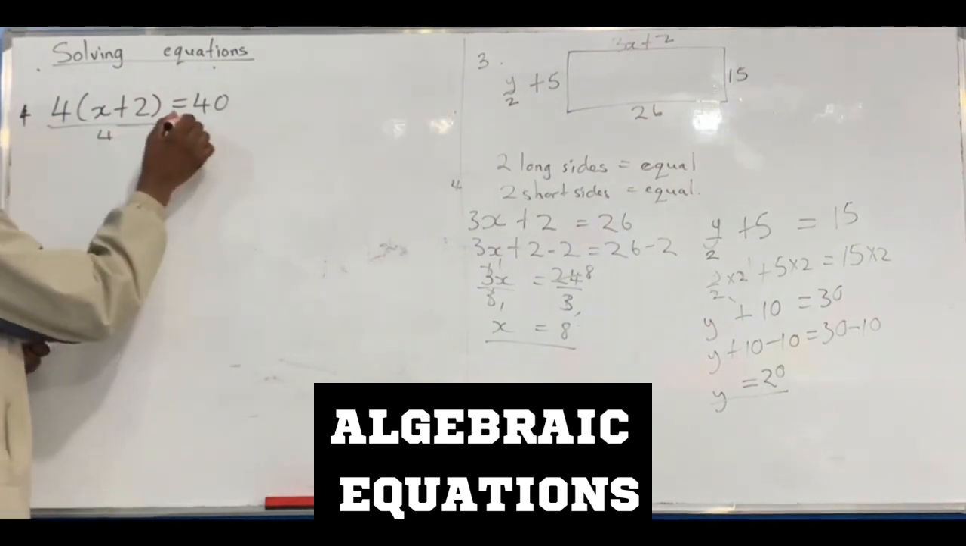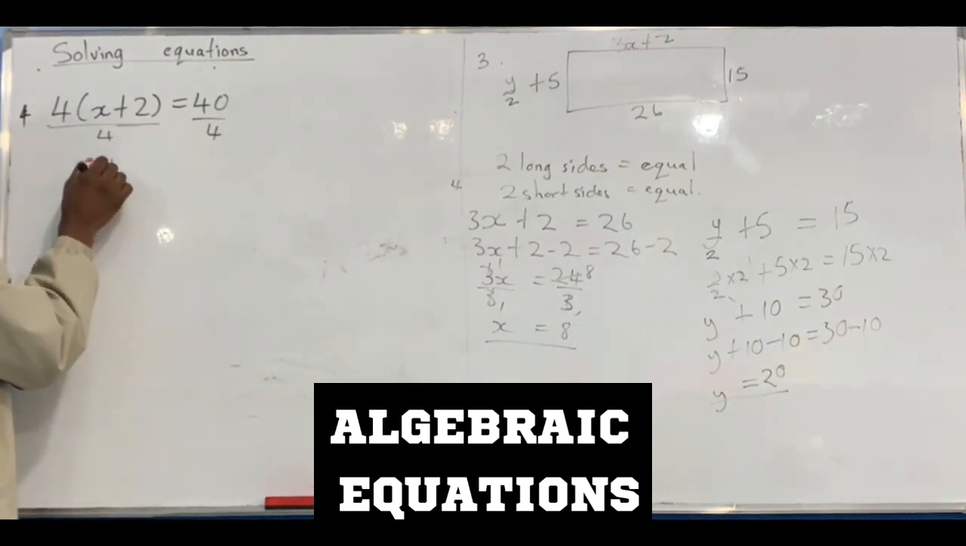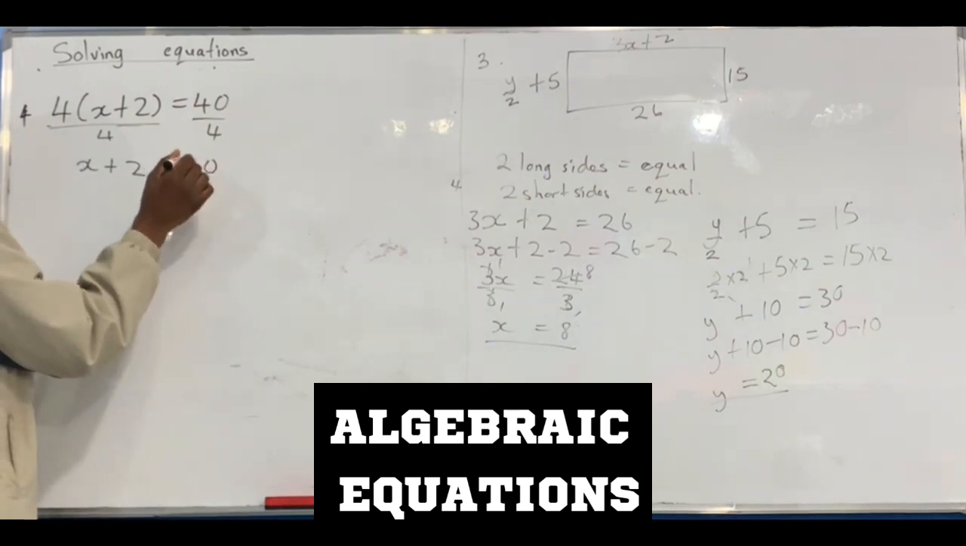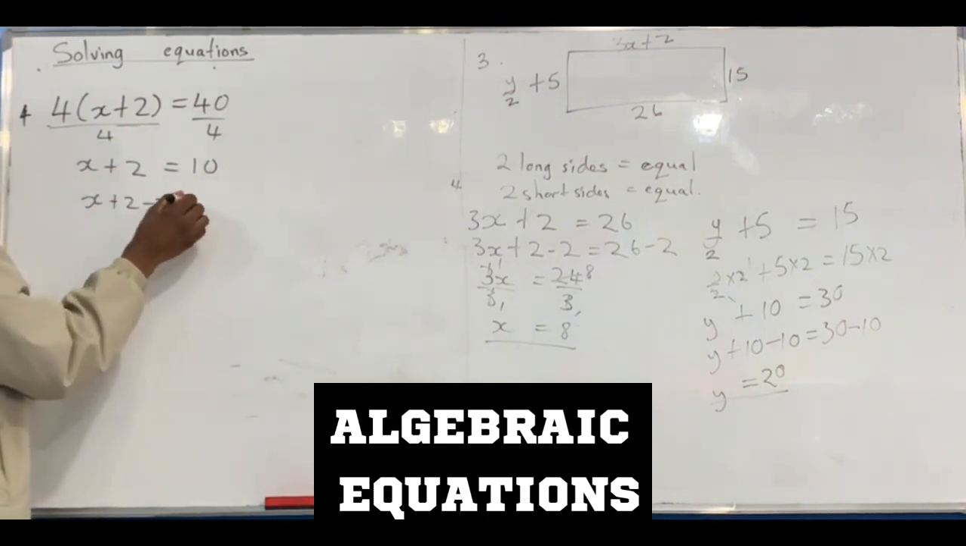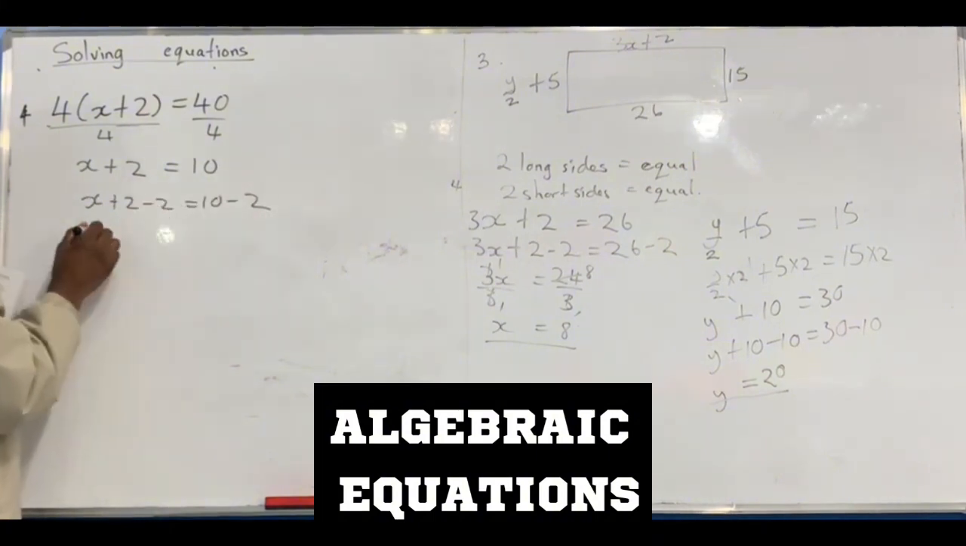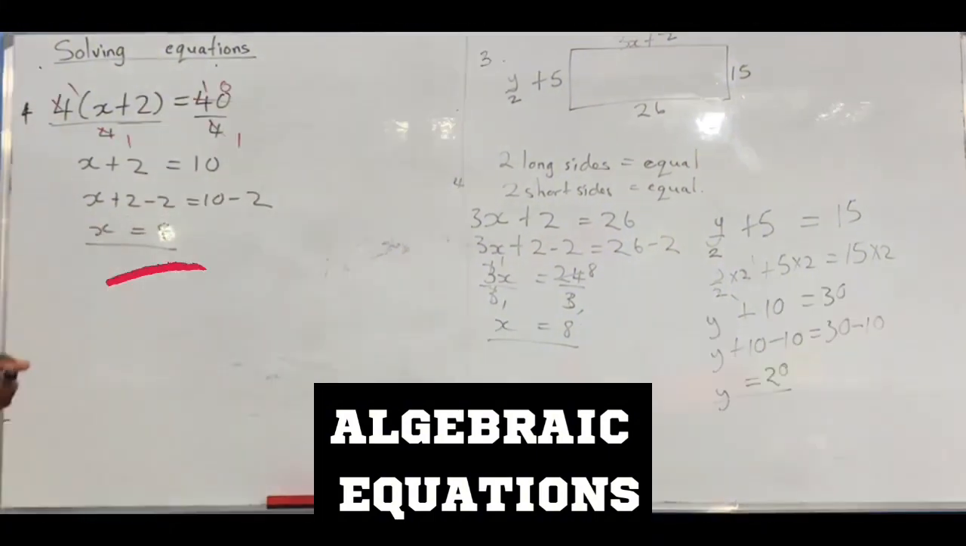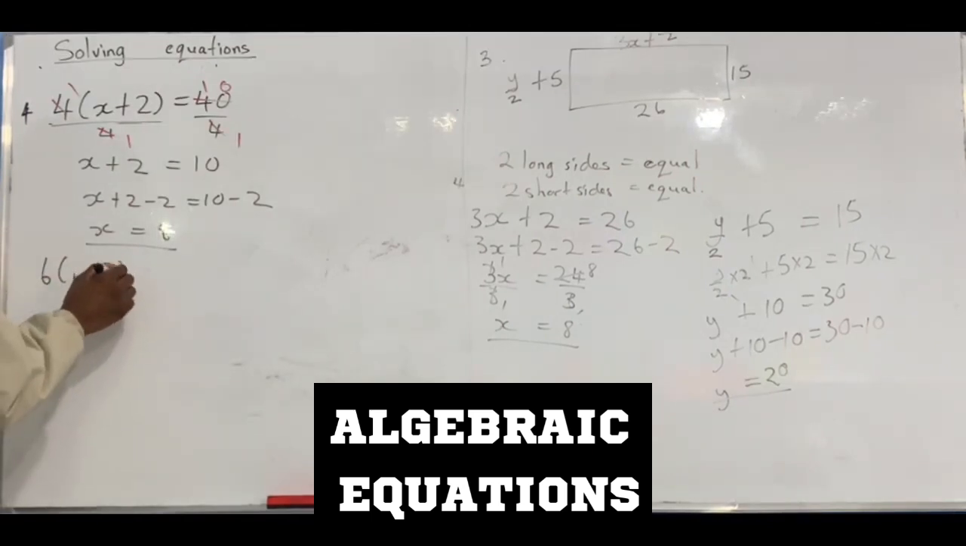So left hand side divided by 4, right hand side divided by 4, it will be x plus 2 is equal to 10. Then we subtract 2 from both sides to maintain the equality. x plus 2 minus 2 is equal to 10 minus 2. Then x is equal to 8. Very simple. Let's try a different problem.